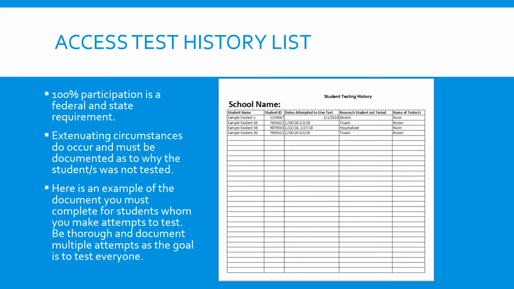100% participation is a federal and state requirement. Extenuating circumstances do occur and must be documented as to why a student is not tested. Here is an example of the test history list. You would need to fill this out for each student whom you make an attempt to test. Be thorough and document multiple attempts, as the goal is to test everyone.